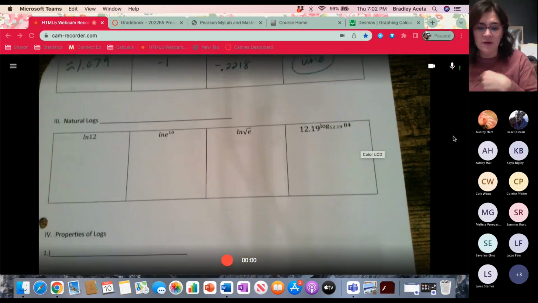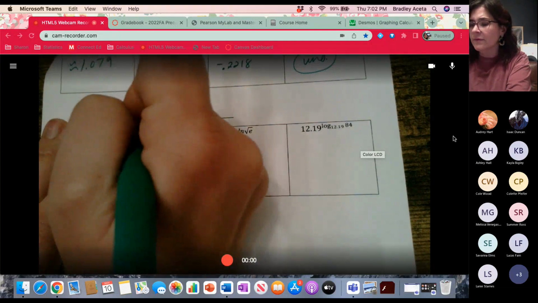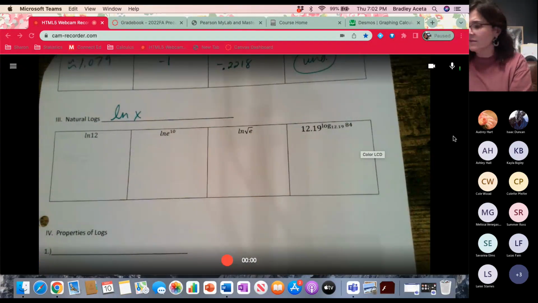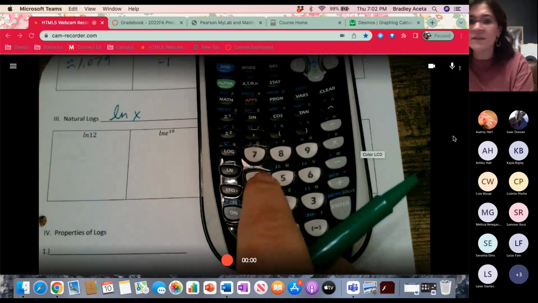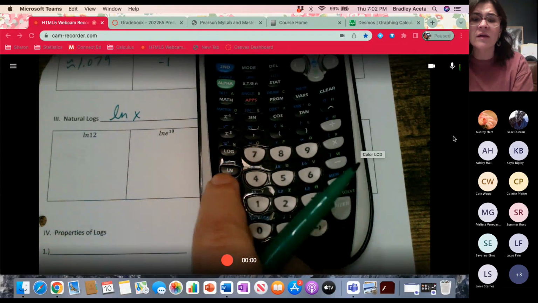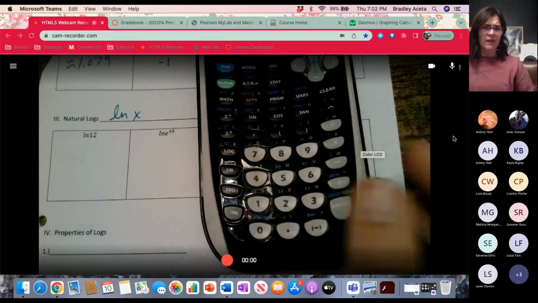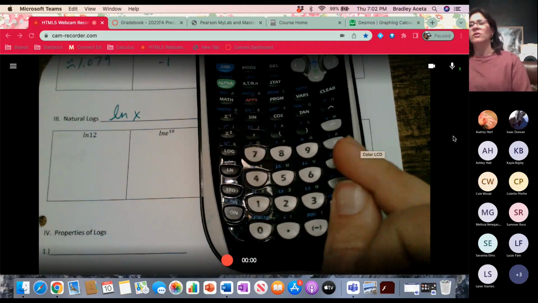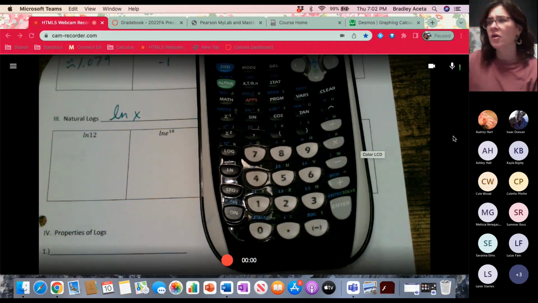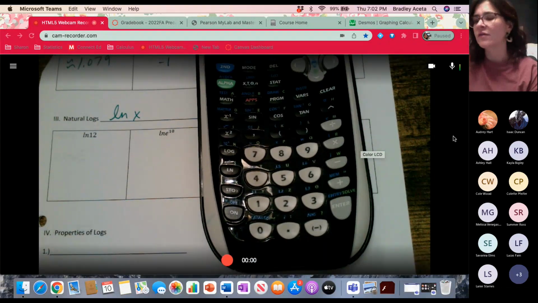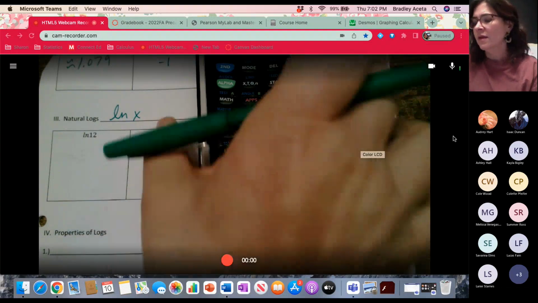Natural logs are on the calculator, and they are ln, the ln of x. You'll see the calculator button right here next to the number 4, under the word log, is ln. A lot of my students ask, why did they call it ln and not nl if it's natural log? It's because it's from Latin, like logarithmicus naturalis or whatever. So they just chose to call it ln.